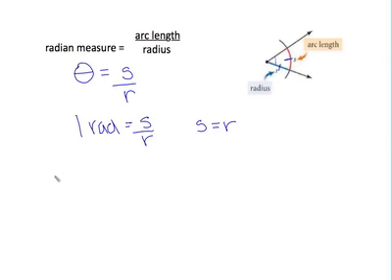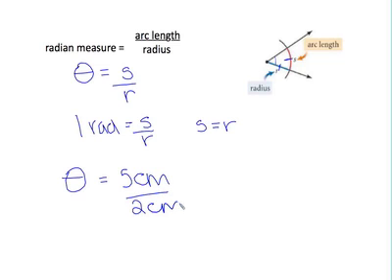And if we think about theta, and they give us an arc length of 5 centimeters and a radius of 2 centimeters, well, those centimeters are going to cancel out. We're going to be left with a theta equal to 5/2 radians.